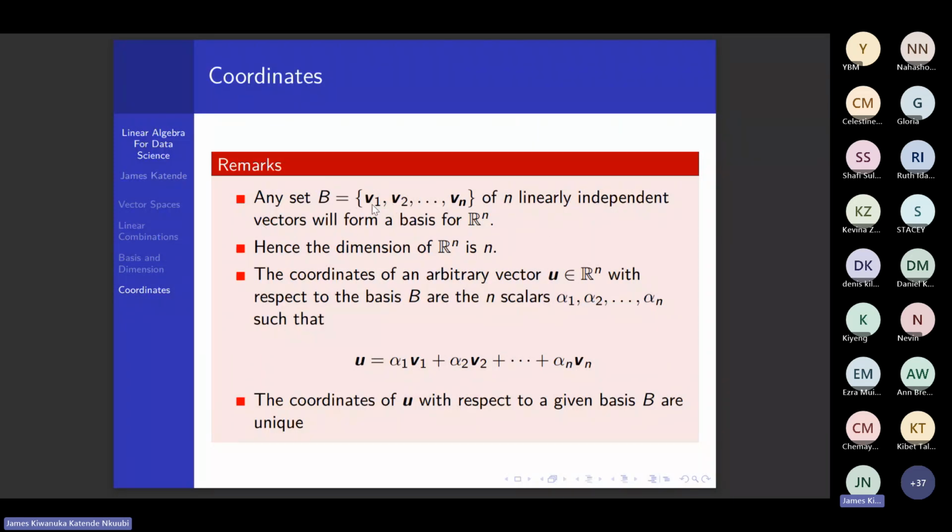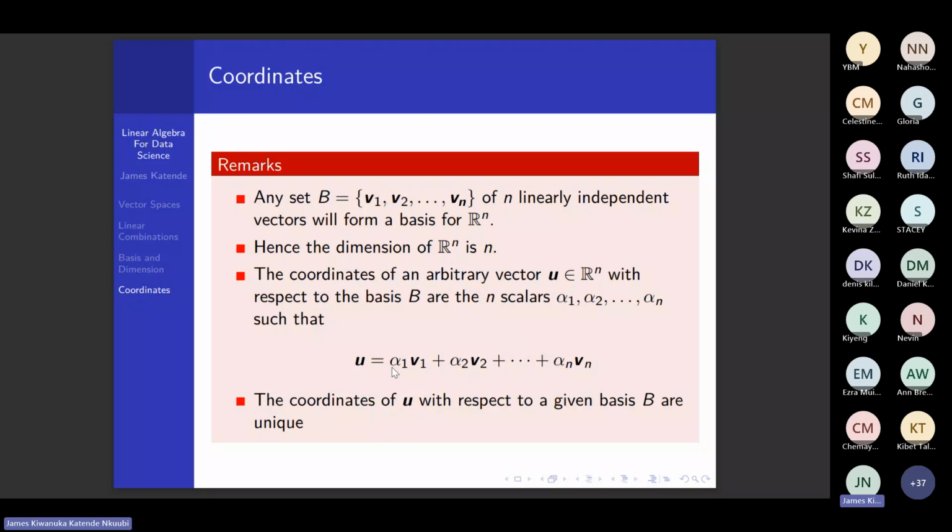So since the number of vectors in a basis for Rn is actually n, then the dimension of Rn turns out to be n. The simplest example of a basis is the standard basis for Rn. We've seen the standard basis for R2. And then if you have a basis, any vector in Rn can be written as a linear combination of the same basis.